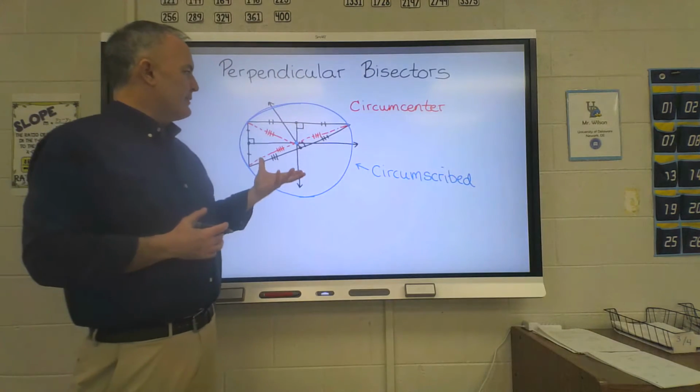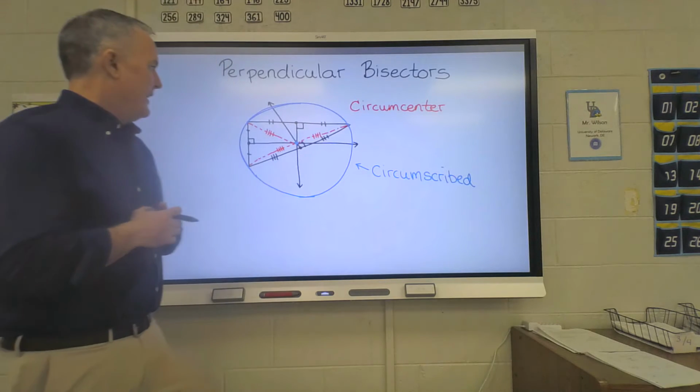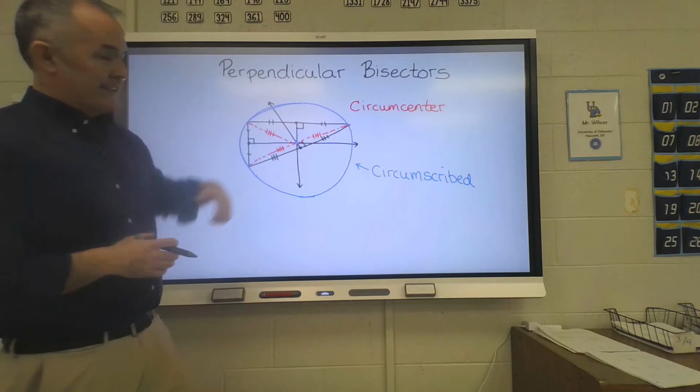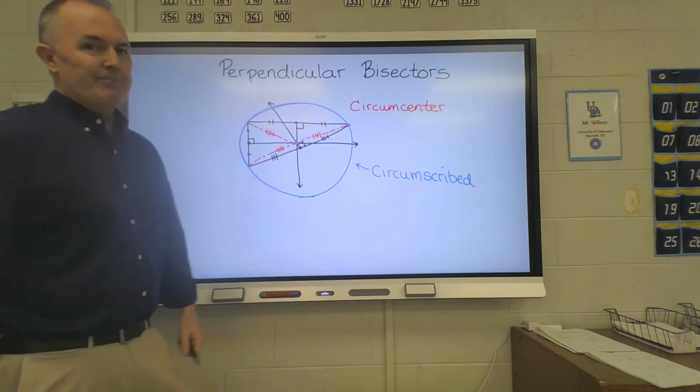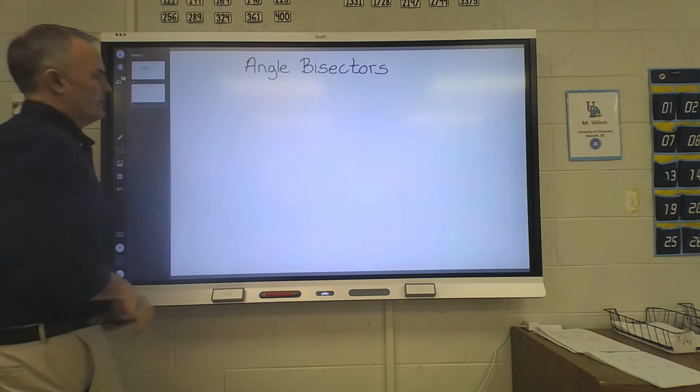All right, so you won't see too many problems with the actual circle on there. That usually comes later on when we're dealing with circles and higher levels of math. But we put it on here for right now in our notes because it creates the radius. All right, that's perpendicular bisectors. Let's go on to angle bisectors.